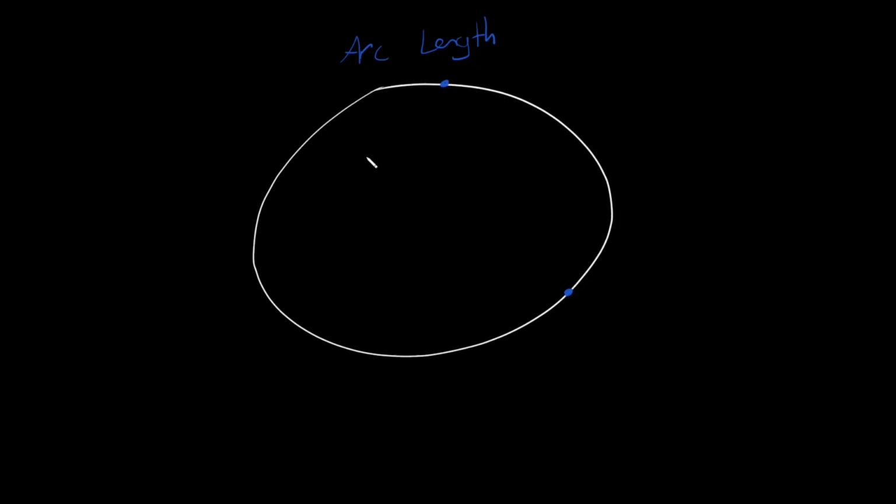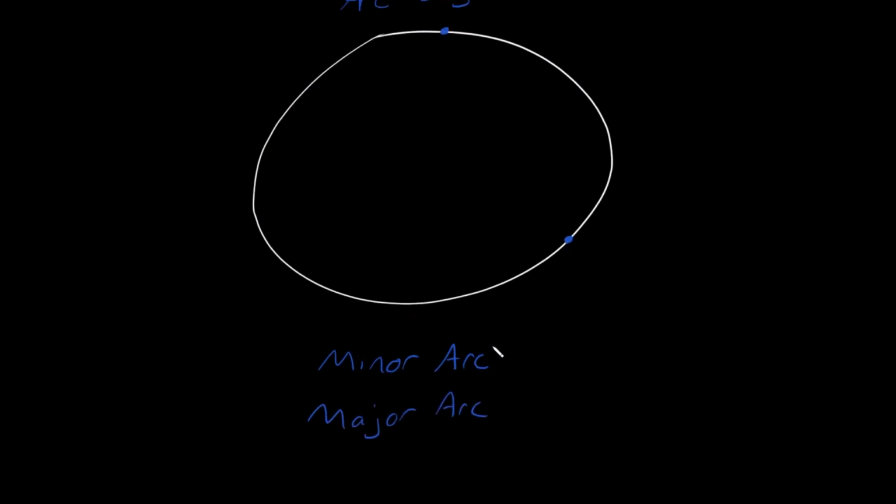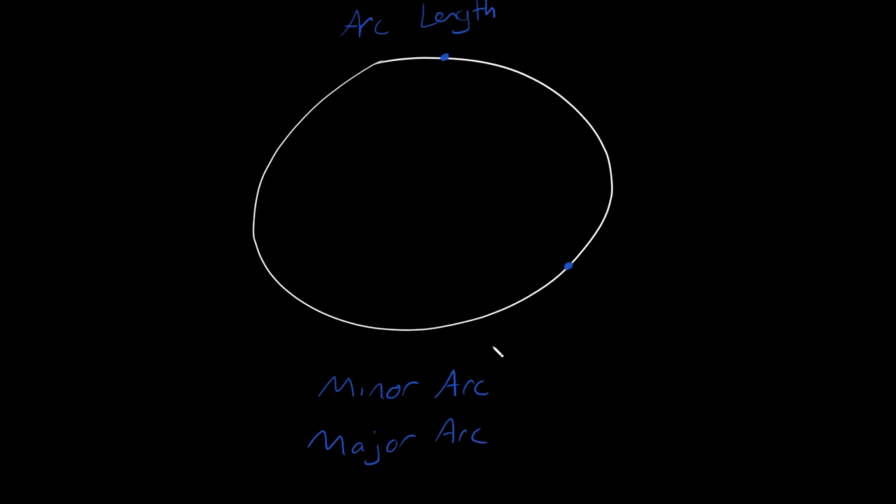We have the minor arc length, and then the major arc. And the difference between these is that the minor arc is the shortest path and the major arc is the longest path. So here, if we were to draw a line from this point to this point on the shorter path, along this line here, this is going to be the minor arc. And if we were to draw it on the other side along this, that is going to be the major arc length.